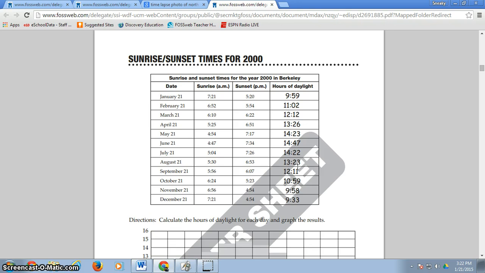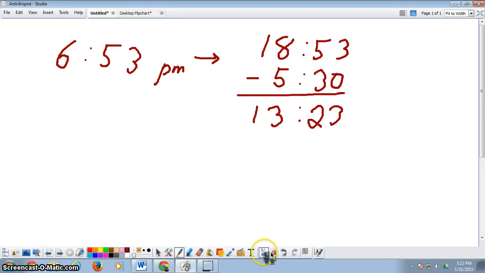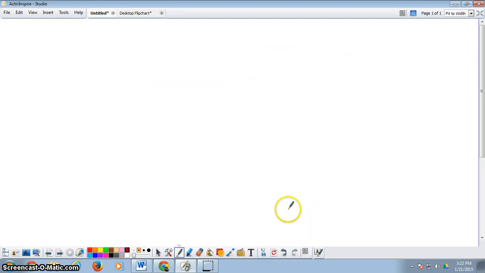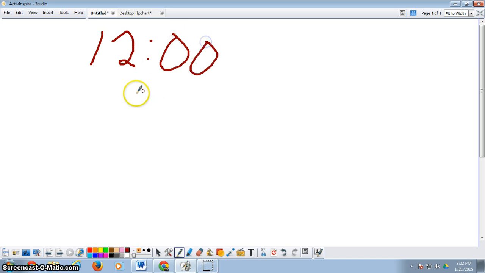Alright, I'm going to do one more. Let's do July. And I'm going to use the standard method for this of subtracting from 12 noon. So for July, we have a sunrise of 5:04, and that's AM.